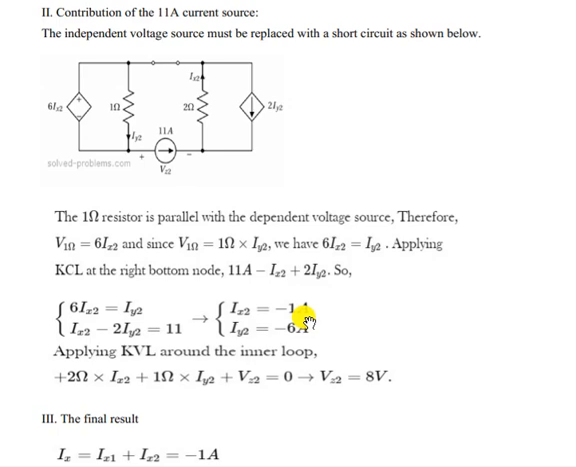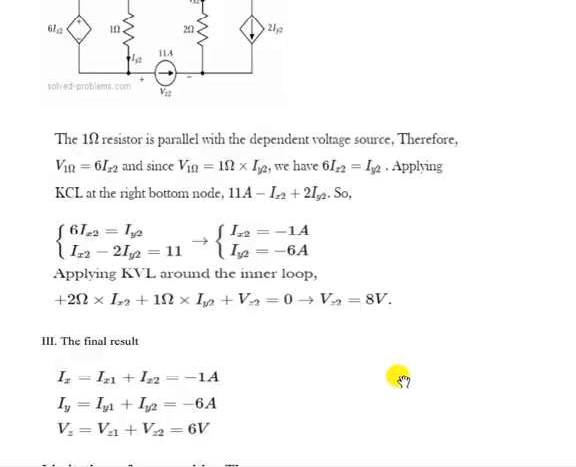Now we can apply KVL at the inner loop to find out Vz2, the voltage drop across this source. What will be the value? Ix2 is here, so 2 into Ix2, right? 2 into Ix2 plus 1 into Iy2 plus Vz2 equal to 0. Then if you put these two values and the resistance values, we get Vz2 equal to 8 volt.